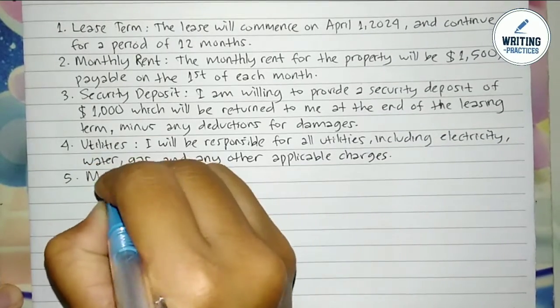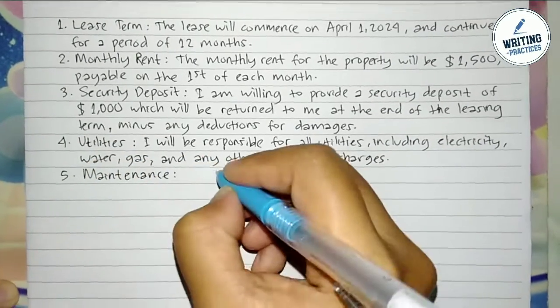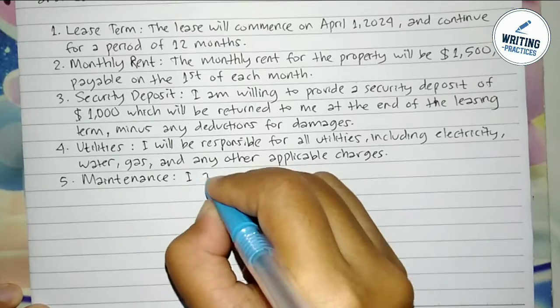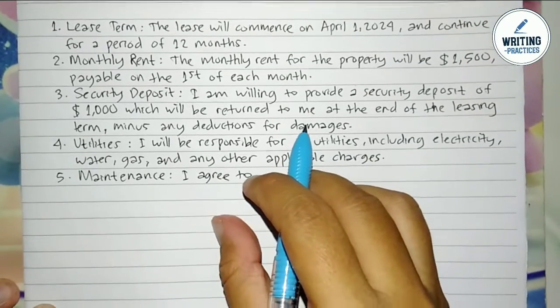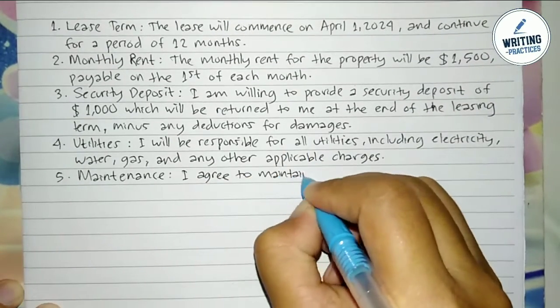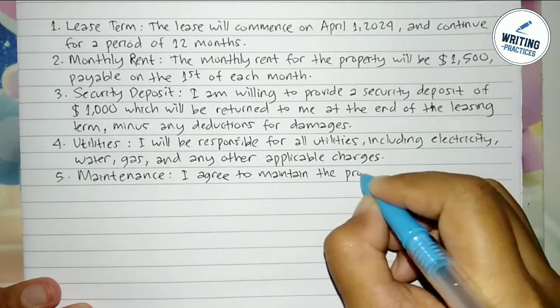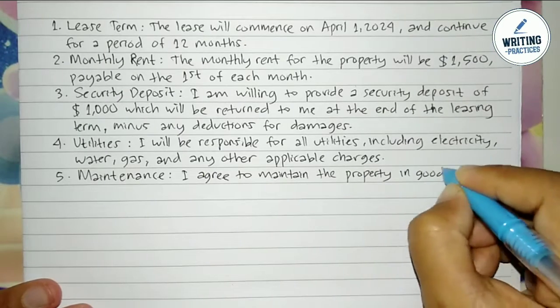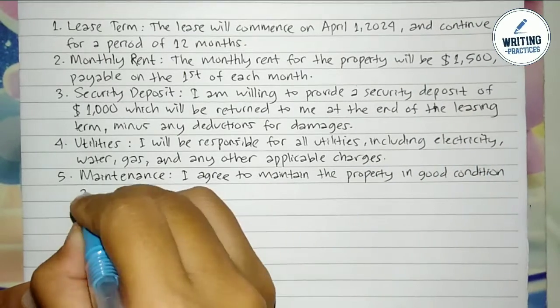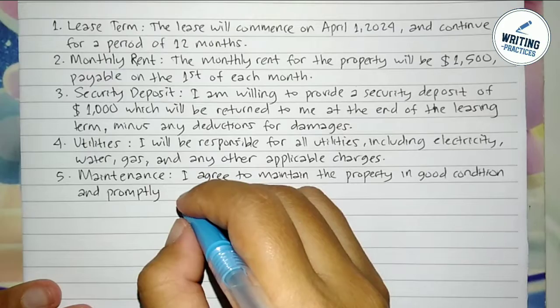And for point 5, here you need to commit to maintaining the property and reporting repairs. Of course, this is a must that you cannot skip. You may check this sample. 5. Maintenance. I agree to maintain the property in good condition, and promptly report any necessary repairs to you.